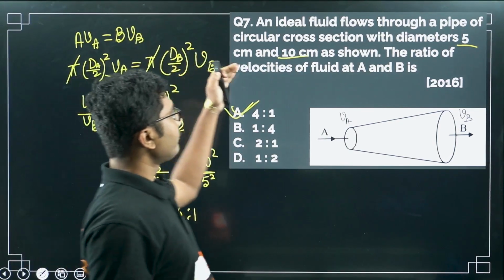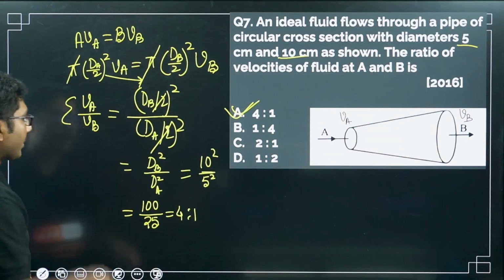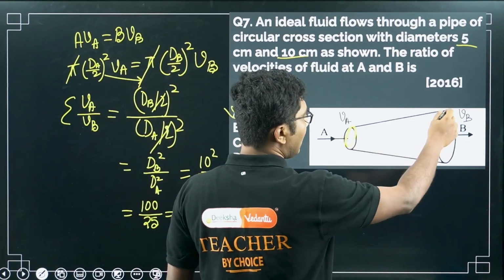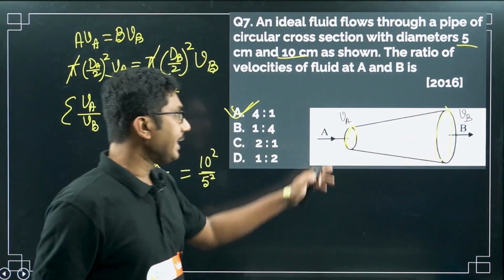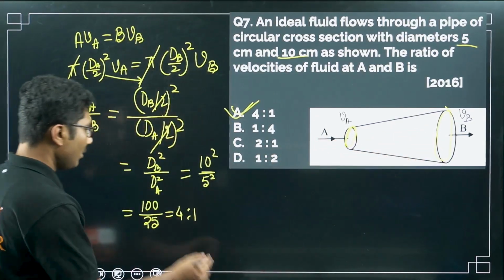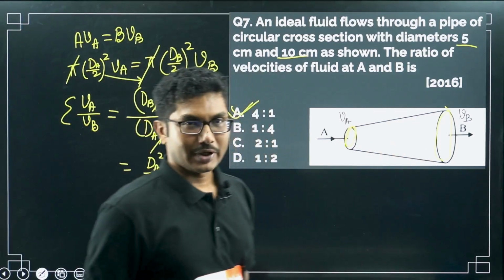So speed of fluid at A and B. The order of A and B is very important. Now you should remember that A is smaller, B is bigger. So speed at A will be bigger, speed at B will be smaller. So that's how our answer matches with this, right?